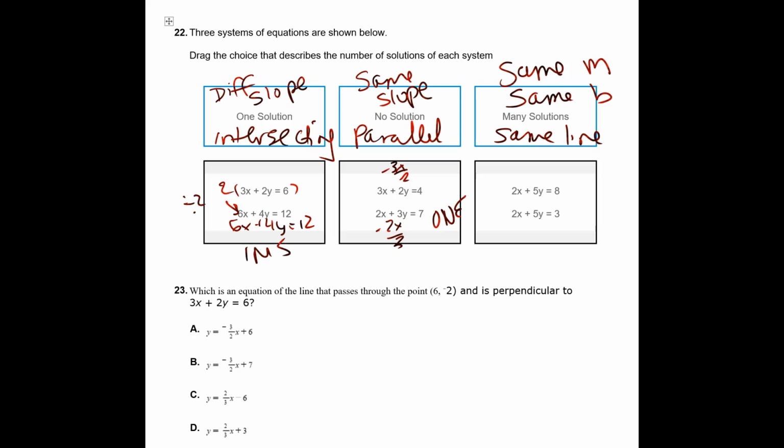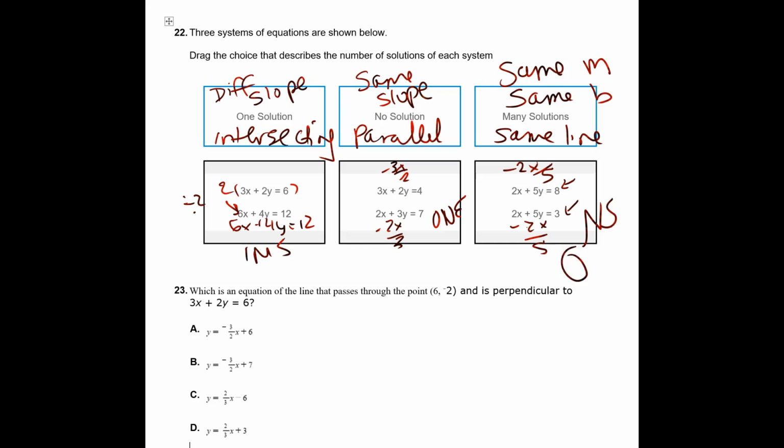That means this one has to be, what? No solution, because the slopes are the same. If I subtract 2x from both sides, I get negative 2x, and then eventually divide by 5. I get negative 2/5 x. I have 2 different y-intercepts. That'll be 8 over 5, and this will be 3 over 5. So this will be no solution.